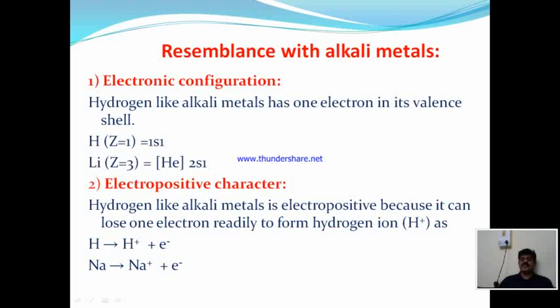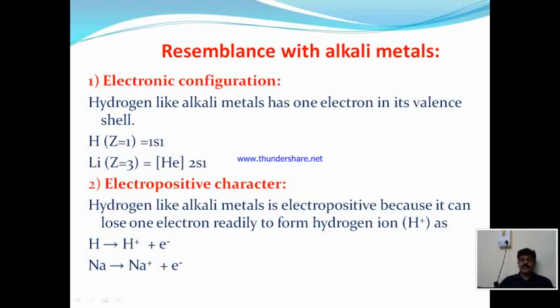Resemblance of hydrogen with alkali metals. Electronic configuration. Hydrogen, like any other alkali metal, has one electron in its valence shell. Now look at here, hydrogen with atomic number 1. We can write the electronic configuration as 1s1. Lithium, atomic number is equal to 3, and I can write the electronic configuration as 1s2 2s1. In both the cases, you can notice one electron in their valence shell. It shows that hydrogen, like any other alkali metal, has one electron in its valence shell.